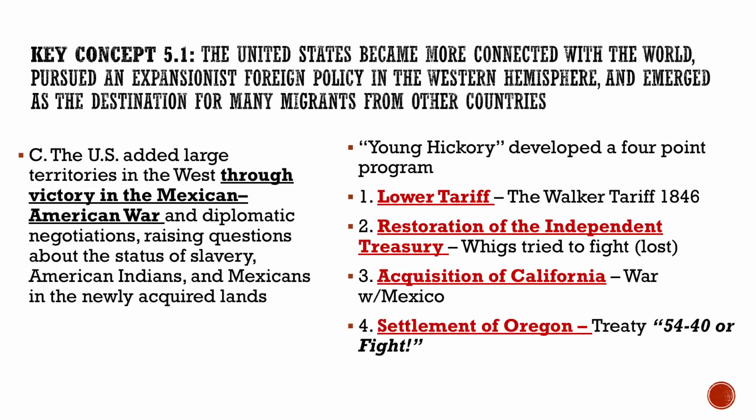So staying in this concept, we see in letter C, the Mexican-American War. Diplomatic negotiations and things like that are going to be tried. But taking that concept, let's think about what's going on. It's the election of 1844. The Democrats aren't sure who to nominate.